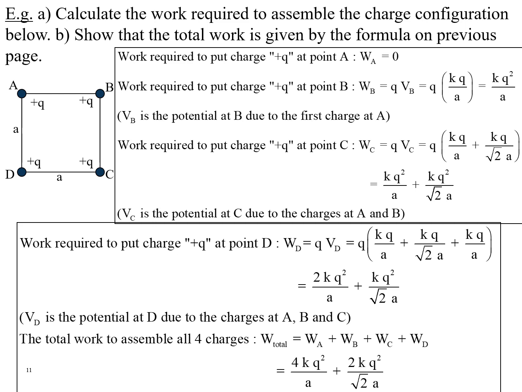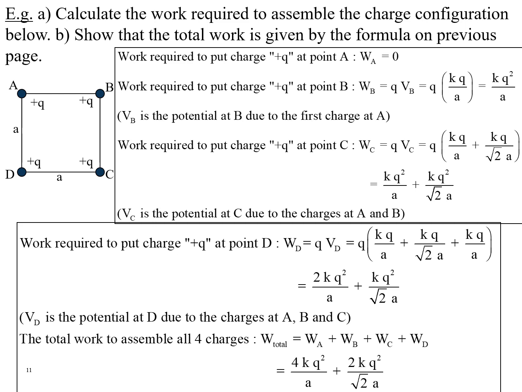So this next problem shows us four charges assembled at the vertices of a square, and it essentially asks us to first sequentially assemble this charge configuration, and secondly show that if we use the formula from the previous page we get the same answer. So let's go ahead and first zip through the first part of this problem.